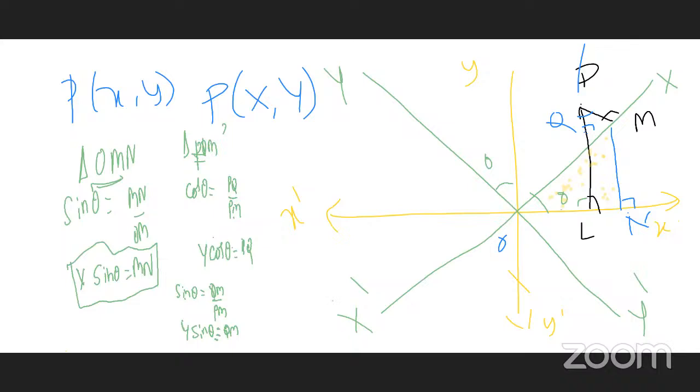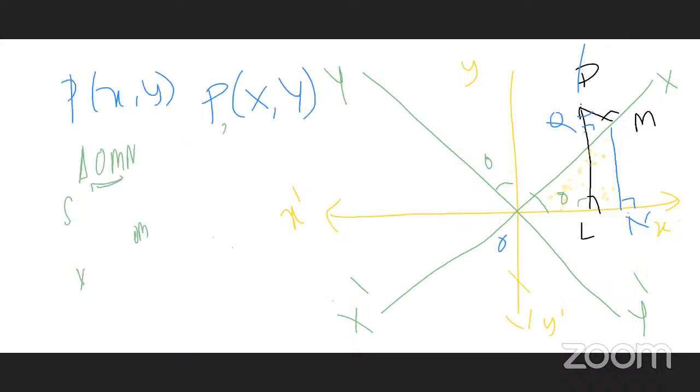X cos theta is equal to ON, and X sin theta is equal to MN, and Y cos theta is equal to PQ, and Y sin theta is equal to QM. So keep all these equations. Now we are coming back to the graph here now.